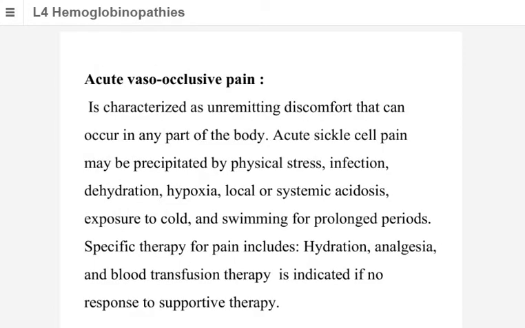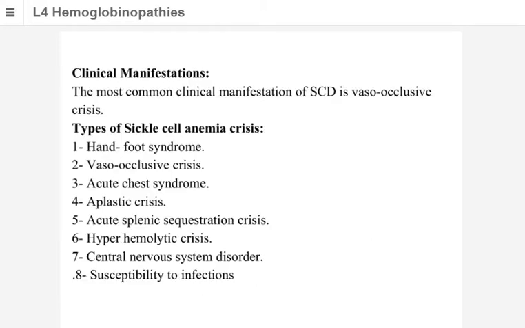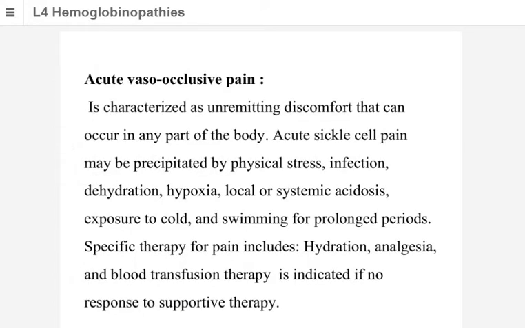Clinical manifestations of sickle cell disease. Sickle cell disease presents with crisis. The most common crises: hand-foot syndrome, vaso-occlusive crisis, acute chest syndrome, aplastic crisis, splenic sequestration crisis. Hyperhemolytic crisis occurs in a patient who is a sickler and at the same time has deficiency of the glucose-6-phosphate dehydrogenase enzyme. CNS disorder and susceptibility to infection. These are the clinical manifestations of sickle cell disease.